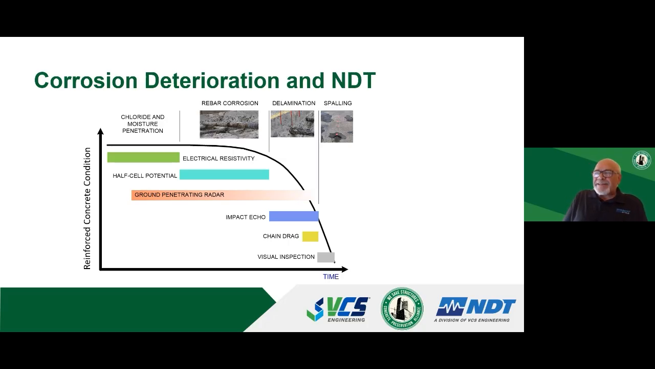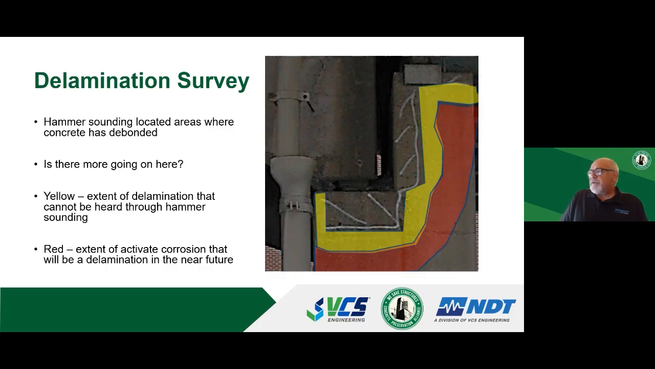But if we can go back in time with some of these, visual inspection and observation is kind of at the tail end of the time spectrum. It's a little too late to do much of anything. But if we can go back in time with half cell readings, ground penetrating radar, impact echo, we can recognize where the deterioration is and correct it for a reduced cost, hopefully with less resources.